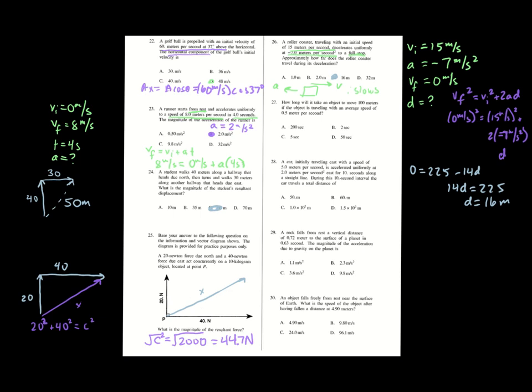Alright, number 27. How long will it take an object to move 100 meters? When they say how long, we gotta think time. We're looking for time. How long will it take an object to move 100 meters if the object is traveling with an average speed of 0.5 meters per second? Oh, that's really slow.